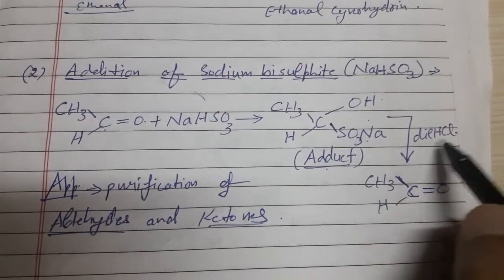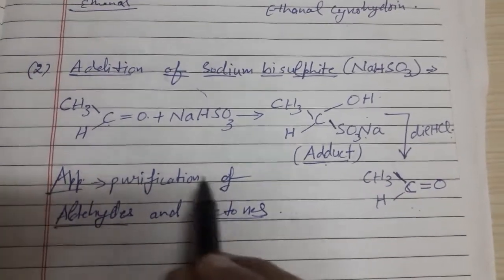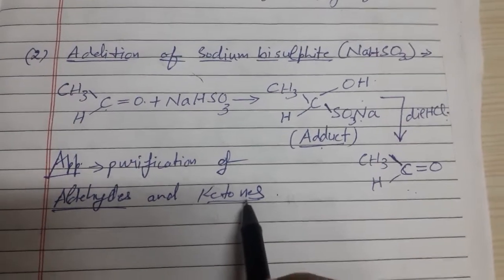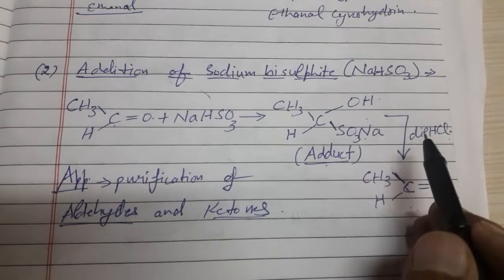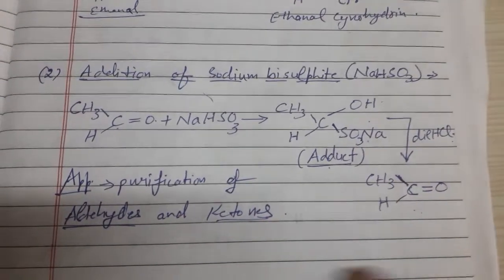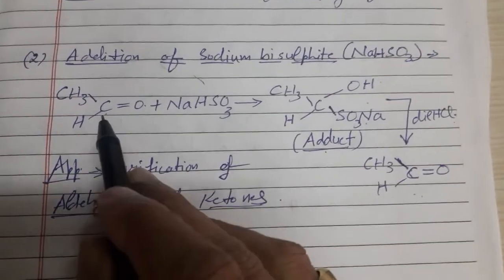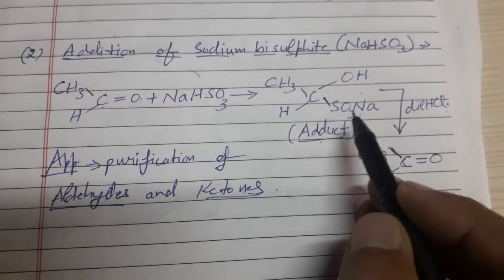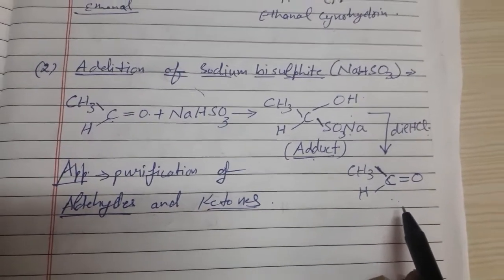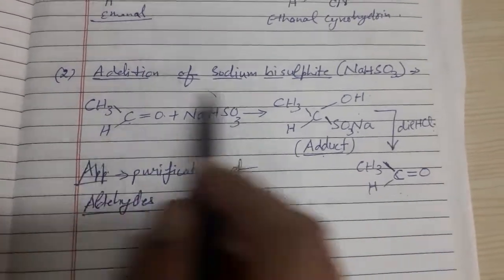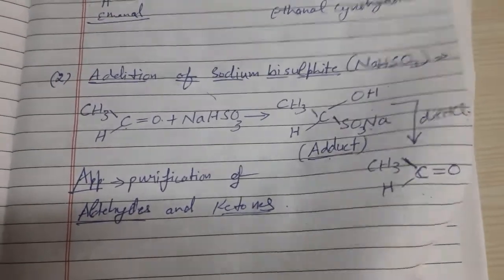To the adduct, if we add dilute HCl, we will get acetaldehyde again. So that's why these reactions can be used for the purification of aldehydes and ketones. That means this addition will happen only to aldehyde and ketone and not to any other compound. So from a mixture of aldehyde or ketone with some other non-carbonyl compound, we make it react with sodium bisulfite. This will precipitate and be separated, and then we add dilute HCl. So we will get back pure aldehyde or ketone. That's why the application of this reaction is the purification of aldehydes and ketones, or separating them from other non-carbonyl compounds.